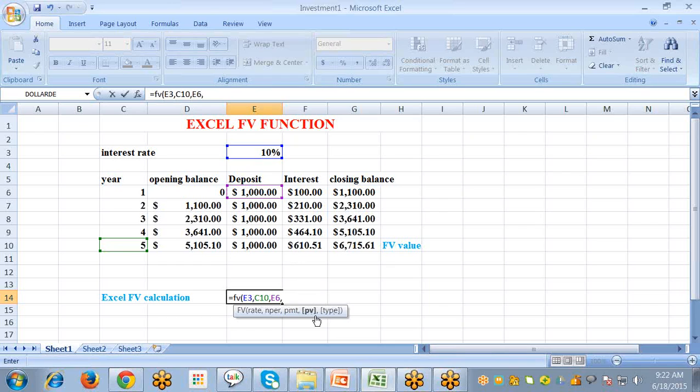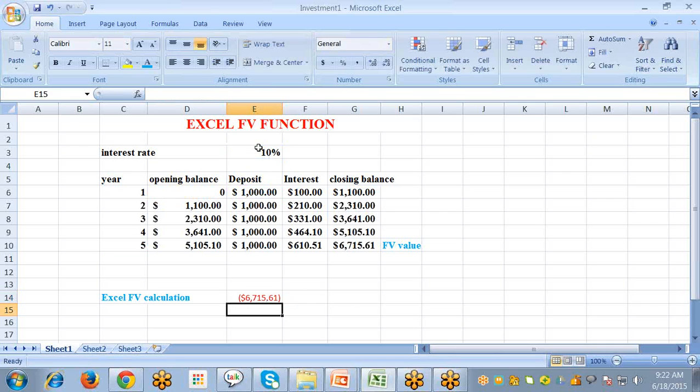Okay. And then we have PV. PV is an optional argument. If we pass this value, then we don't need to pass PV. But we have a PV value, which is the opening balance. This represents the present value. And next we have type, because we are working at the beginning of the year, so I type 1. Next, close the function. If everything is right, then the value will be calculated. And see, this value and this value are the same. So this is the manual calculation for FV, and this is the FV calculation using the Excel function.